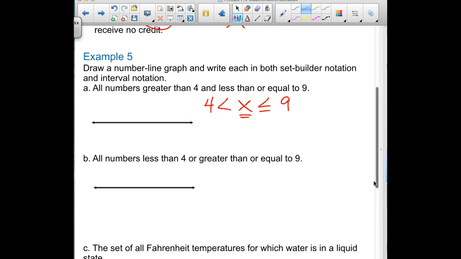Okay? On a number line, we have 4 and 9 as our endpoints. We can include 9, so we would put a squared off bracket there. We do not include 4, so we would do a rounded bracket. And then we want to show that we want all the numbers in between there.